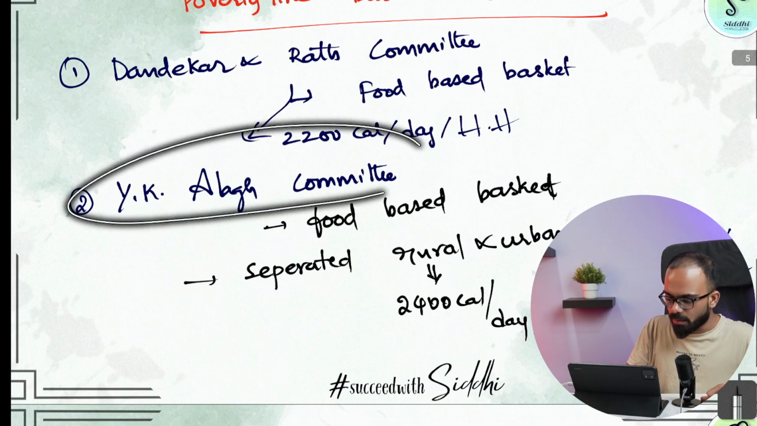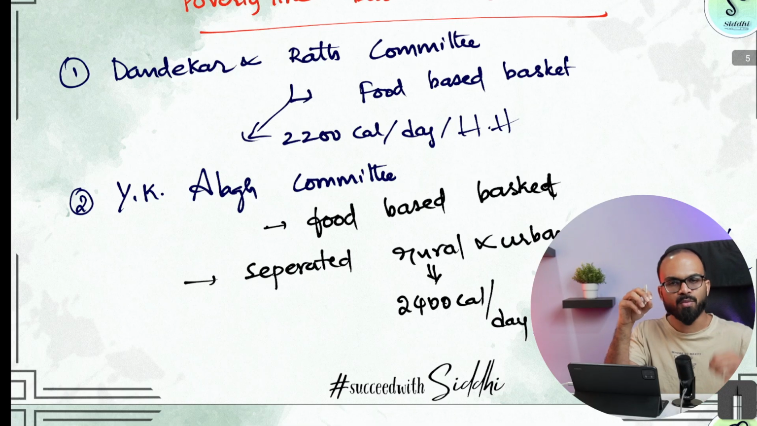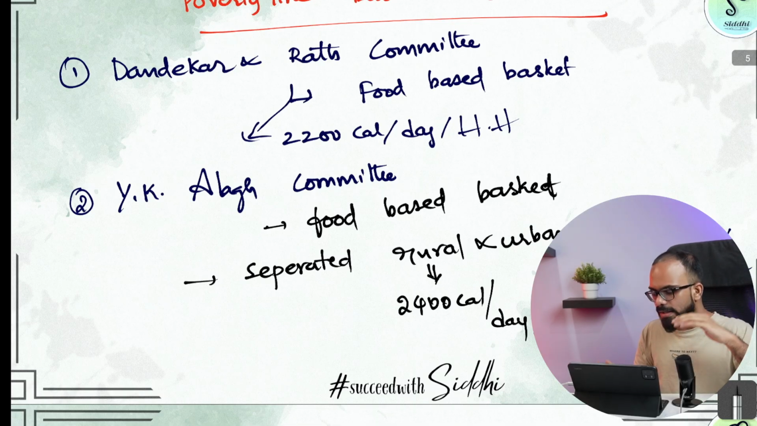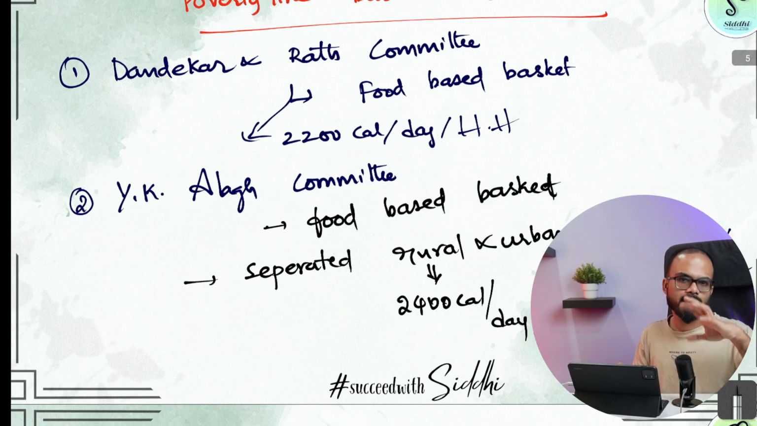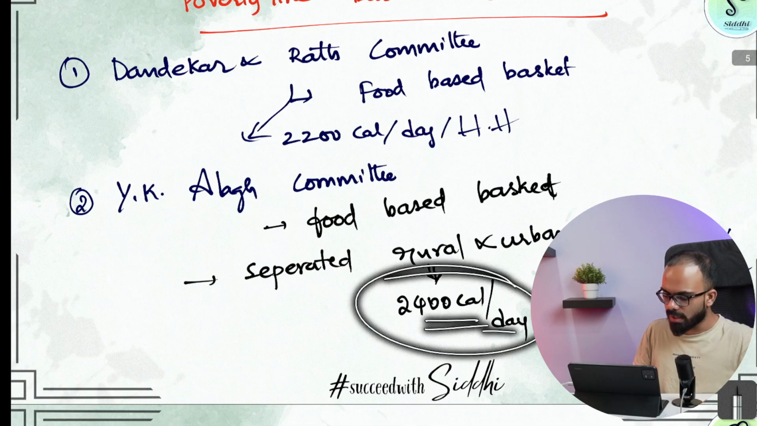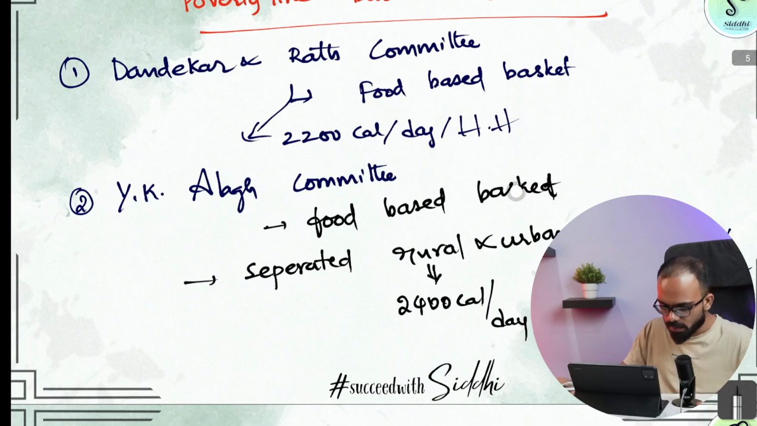The second committee that came into picture is YK Alag committee. Alag committee also continued measuring food as the basis of the poverty line basket, but what they did is they divided the food consumption between rural and urban, and in rural they set more limits, and in urban it is lesser limits. The reason for this is usually rural society is considered to be more hard working society with respect to physical activities, so they need more amount of food. So 2400 calories per day per household is fixed for rural, whereas 2000 calories was fixed for urban.